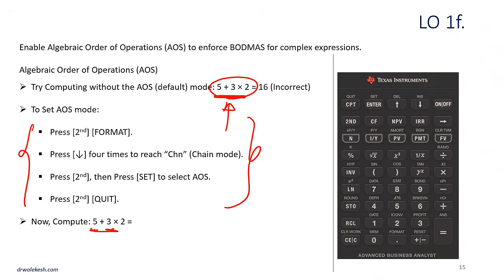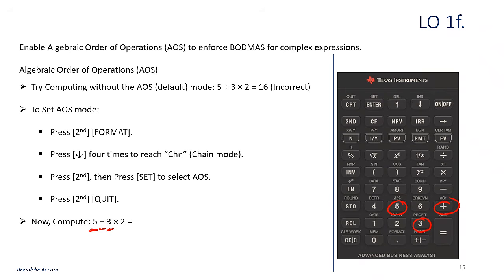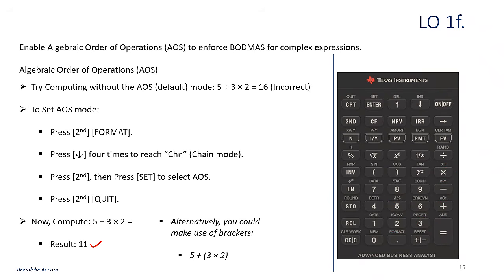After we are done setting our calculator to AOS mode, press 5, then press plus, then press 3, then times, which is this, and 2. Now I expect your answer to be 11.